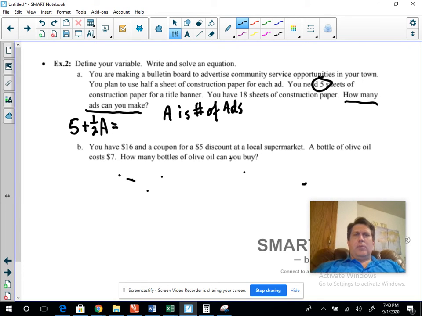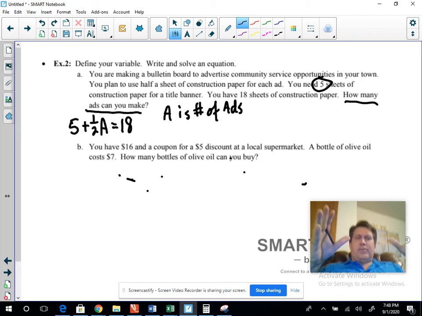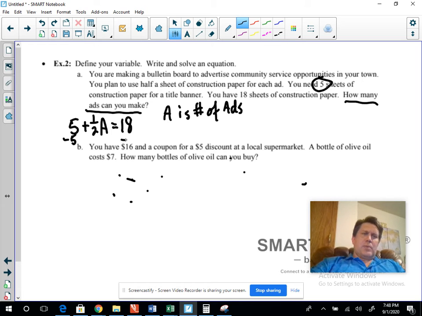And that then equals our 18 total sheets that we have. So that's our equation. We have to take the 5 sheets we need for the banner, plus a half for each ad, equals 18. So now let's go ahead and solve that. It's like the other problems. We're going to subtract 5.